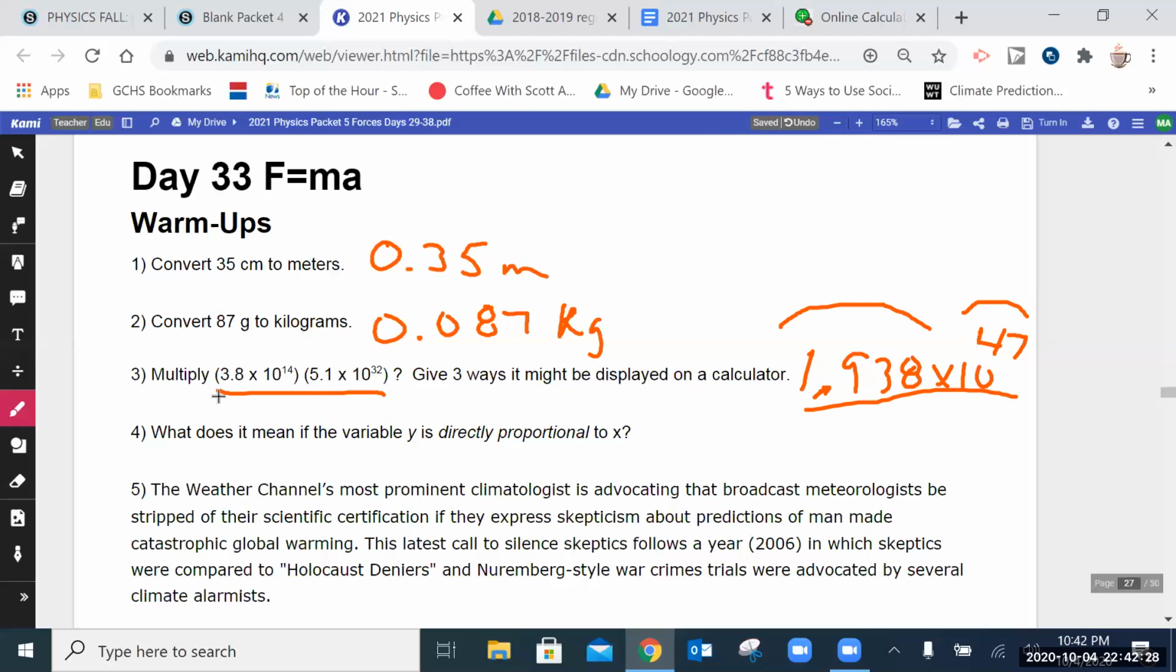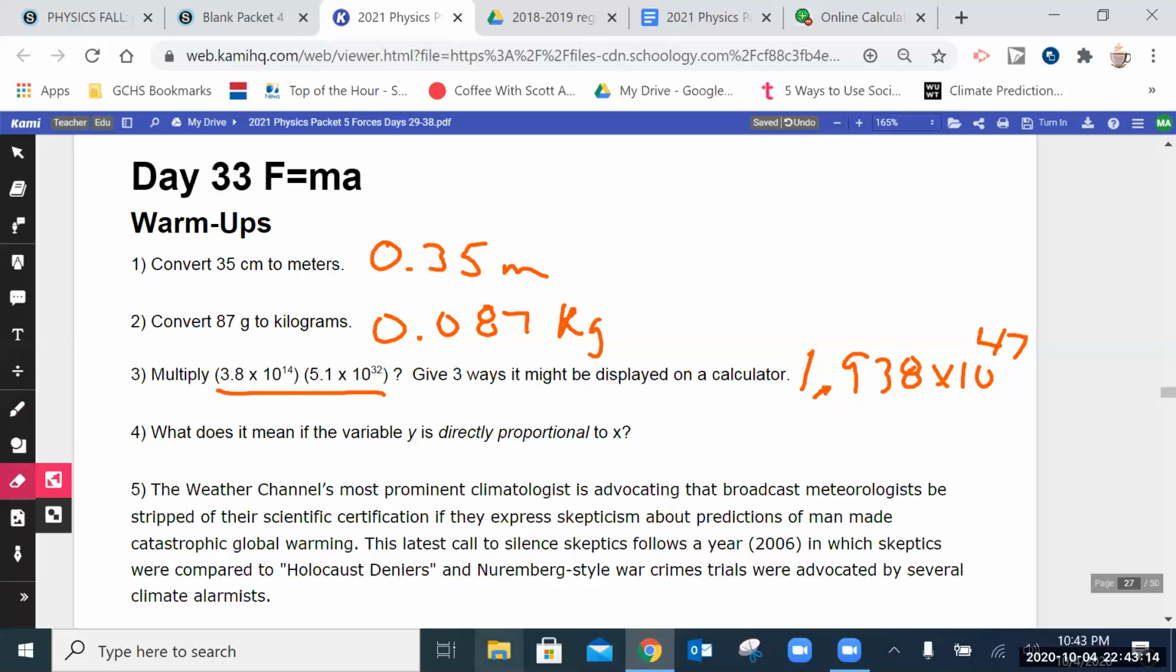If you have a TI calculator, it'll be 3.8 and then the second function and then the button right above the 7 button, which says EE. And then you'll type in 14. And then you type in times 5.1, second function, EE, the button right above the 7, 32. And then you press equals and you should get this over here. If you don't, please be sure that you talk to your teacher about it.